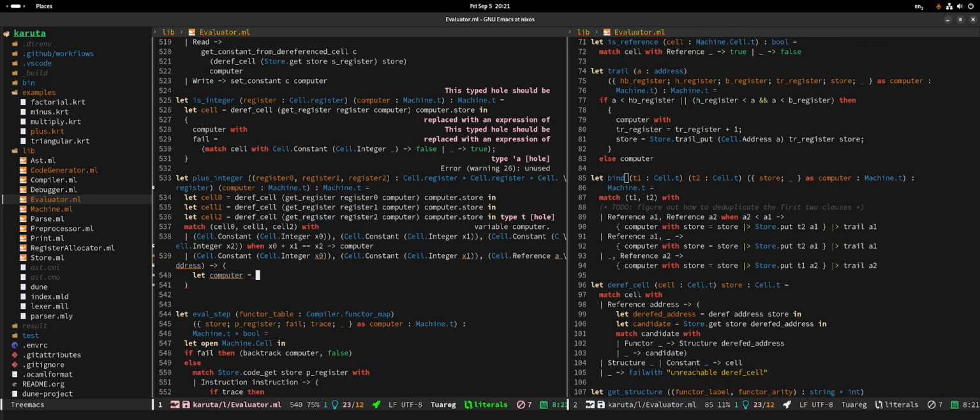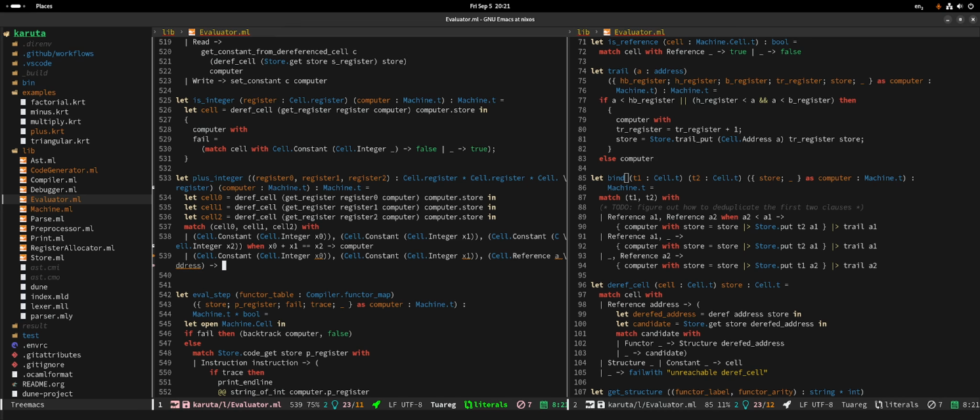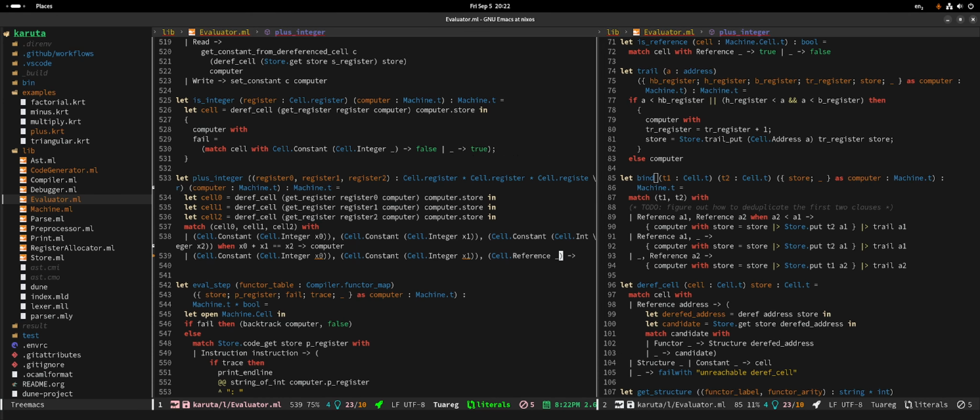Wait, isn't that actually it? Can we just return that? Yeah, we just need to bind this variable to the result of the addition. But we need to wrap the addition, and we don't need the address because the unwrapping of the address happens inside there. I need to name this as well, by the way.